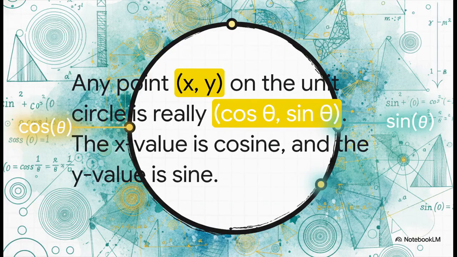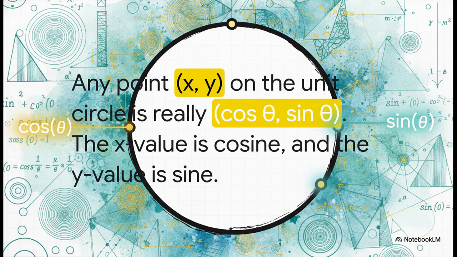And that, right there, is the big secret. This is the whole shebang. Any point on that unit circle isn't just some random xy coordinate. It's literally telling you the cosine and the sine of that angle. The x value is the cosine. The y value is the sine.